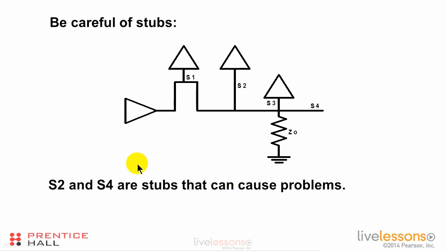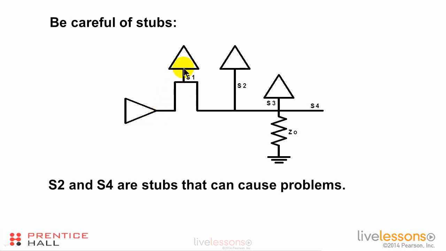And the last one I want to cover is stubs. Be careful of stubs. I'm giving 4 illustrations here. There's a driver. Here we got a trace that's running around a variety of receivers here and a terminating resistor down here at the end. This is a good way to route.